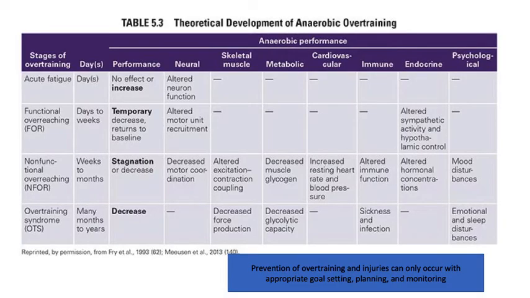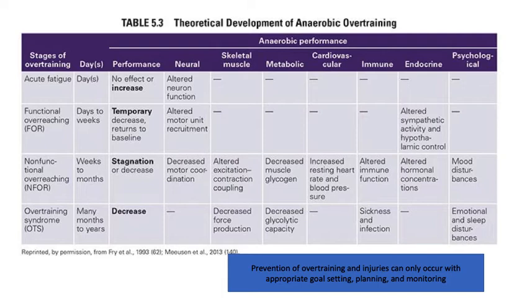This table was taken straight from the National Strength and Conditioning Association's Strength and Conditioning textbook for the CSCS exam. Here it's the theoretical development of anaerobic overtraining. What I want to draw your attention to is the stages of overtraining on the far left side. We have acute fatigue, functional overreaching, which then goes into non-functional overreaching, and then overtraining syndrome. The first, acute fatigue, happens within days. There's no effect on performance, or you might actually see an increase in performance. From the neural standpoint, it's really altered neural function.